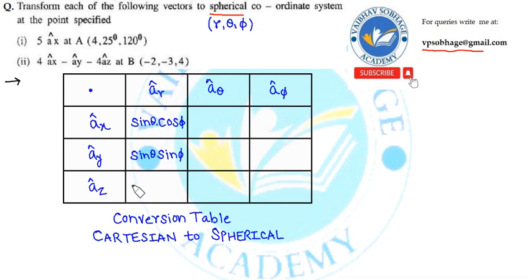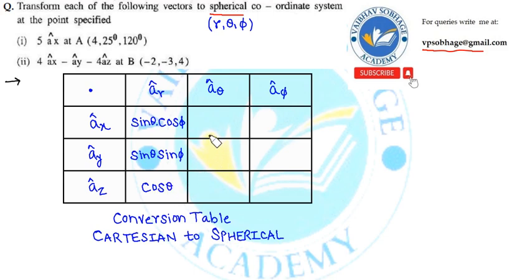So this is how you are going to make use of the previous table in order to convert Cartesian to spherical. The very first element, the dot product between ax and ar, will be sin theta cos phi. The dot product between ay and ar will be sin theta sin phi. The dot product between az and ar is equal to cos theta.